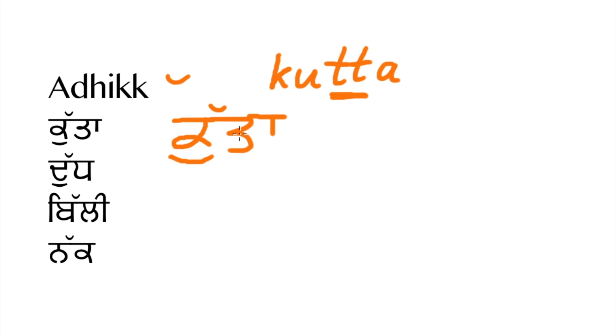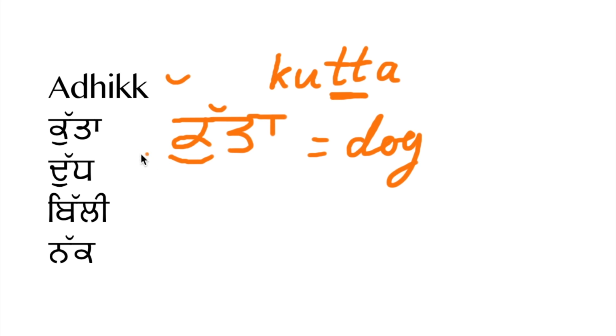So kutta. We have here kutta, the Adhikk doubling the Tatta, and a kutta is basically a dog. So it's not kuta, but kutta. We double the Tatta because just before it is an Adhikk.